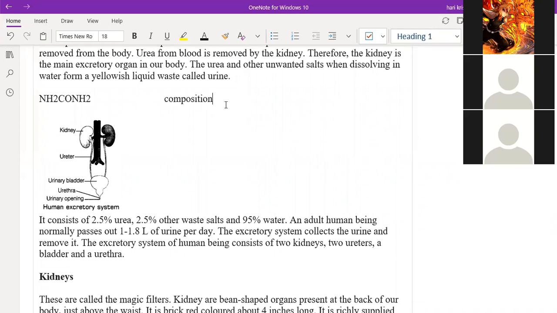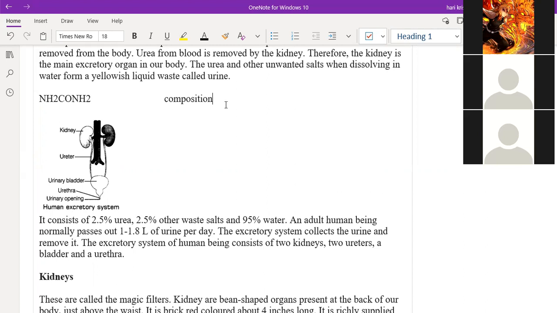Okay. Sir, it also purifies the water for hydration. So generally, an adult human being normally passes out 1 to 1.8 liters of urine per day. Yes, sir. See, urine will contain almost 95% water only, right? And again, another human being will pass out how much?